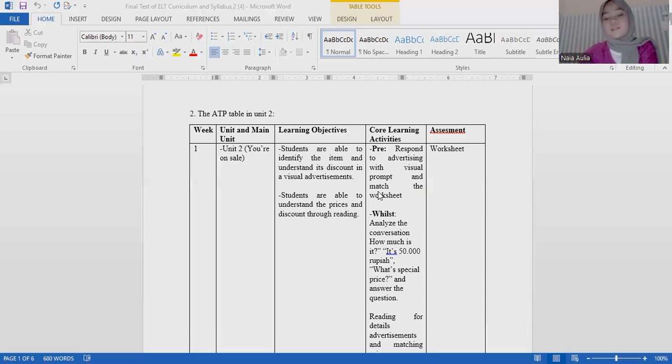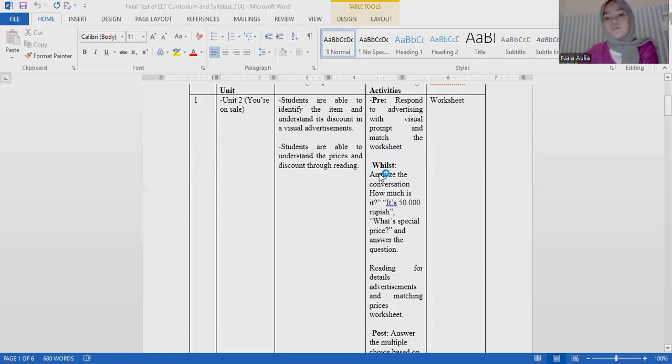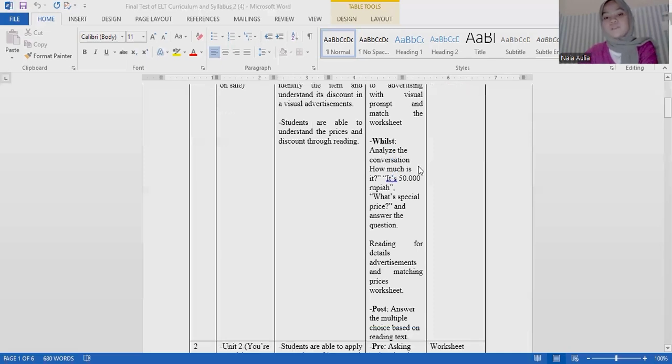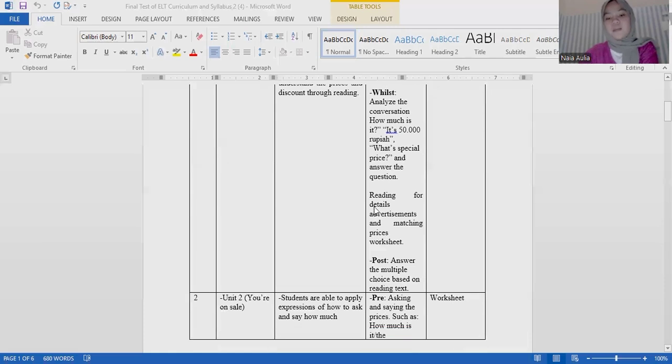From the pre-activity until the post-activity, I adapt from the book English for Nusantara. The pre-activity is responding to advertising with a visual prompt and matching the worksheet. The whilst activity is analyzing the conversation, like "How much is it?" "It's 30,000 rupiah," and "What special price?", and answering the questions. After reading, scanning, or reading the conversation several times, they analyze and answer the questions. After that, they read for details, advertisements, and matching price worksheet.